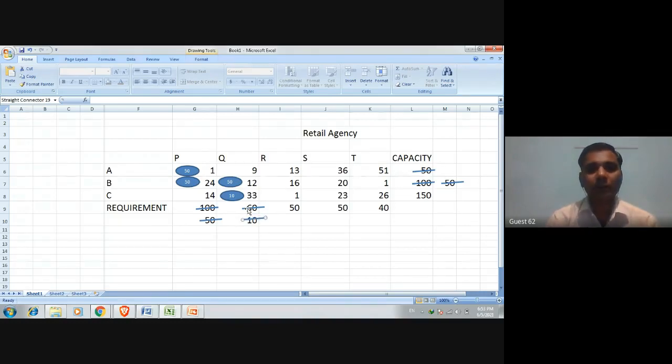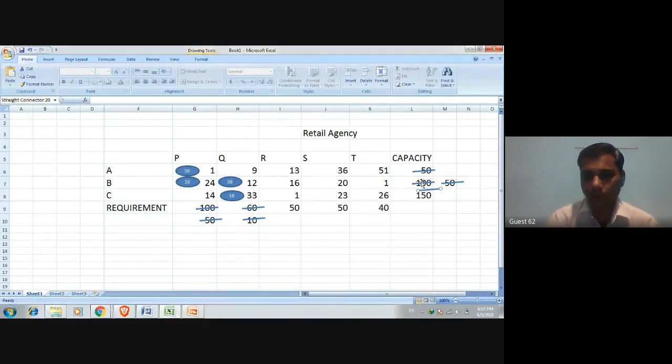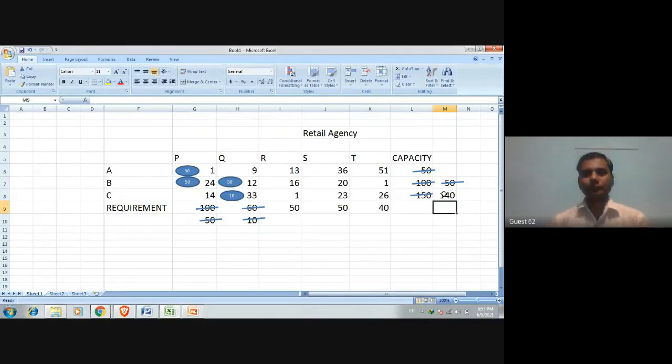And from where has Q got these units? From the warehouse C. So after giving 10 units, how many units will be left with the warehouse C? That is 140 units. So after crossing 150, we will write down here 140 units.